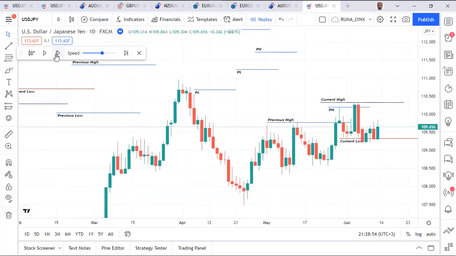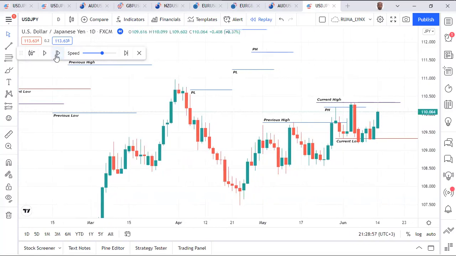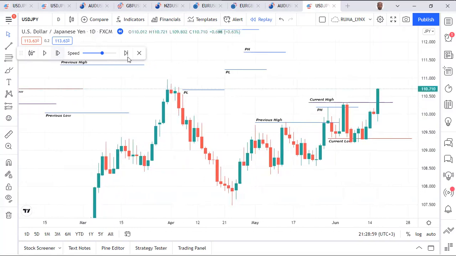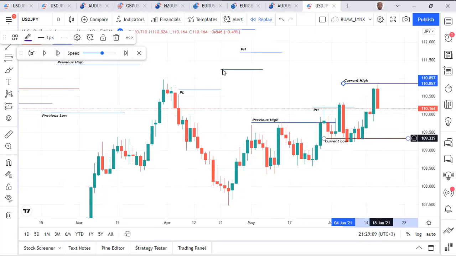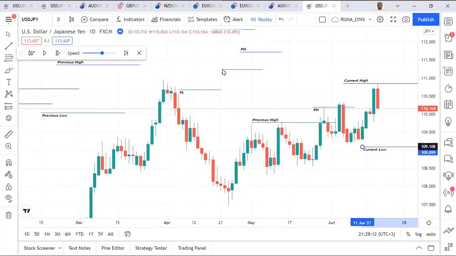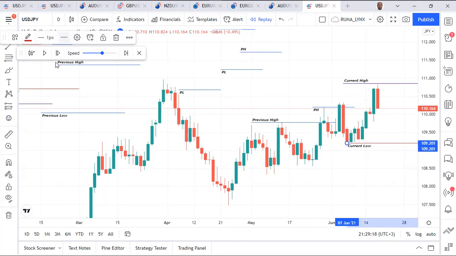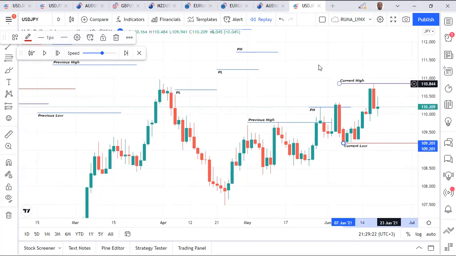I want to show you one more example. Yeah, so again, our new high is here, and our new low is all the way down here. Let's see what happens. Our previous high.